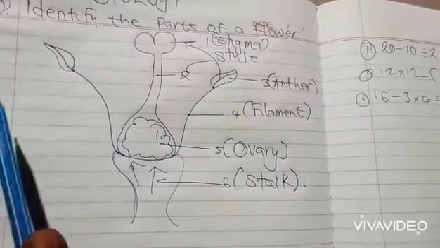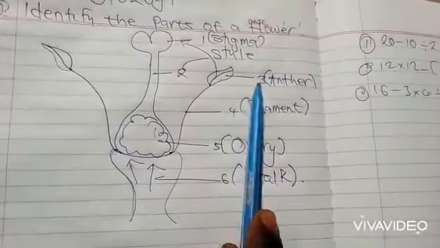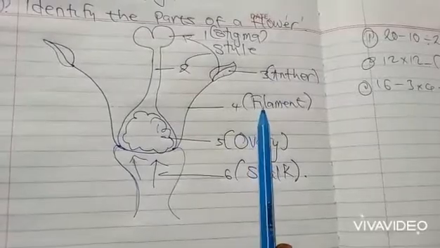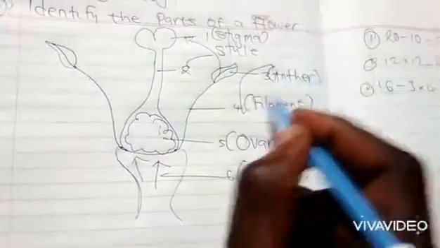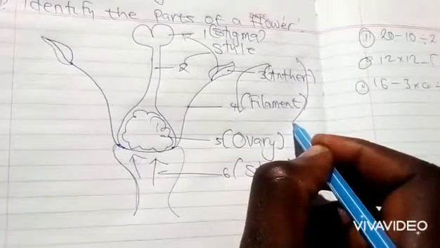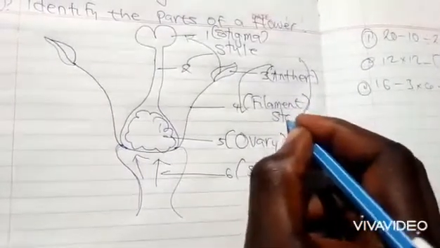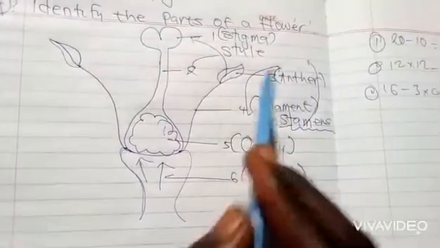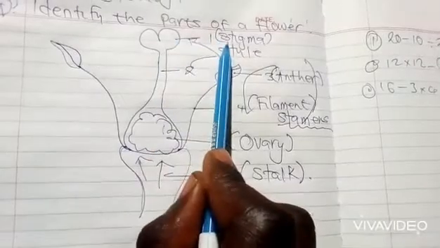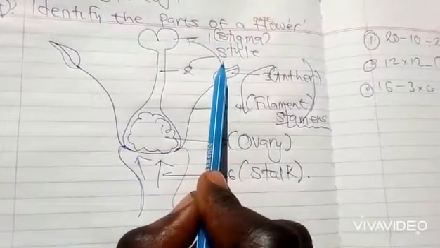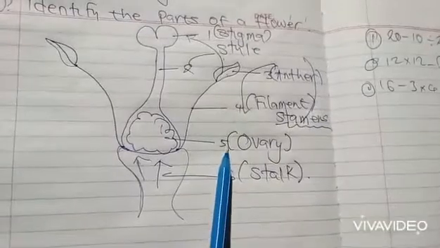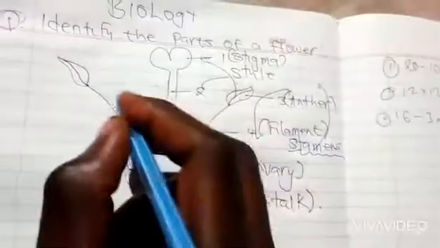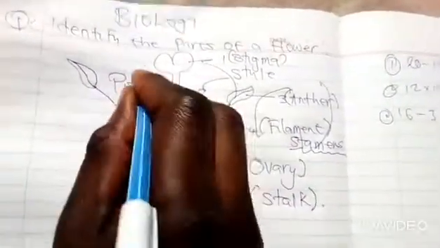Alright, so collectively part 3 and part 4, anther and filament, are referred to as the male part of a flower. Therefore they are called stamens. While part 1, which is the stigma, and part 2, which is the style, as well as an ovary, which is part 5, they are referred to as the female part of a flower, and therefore they are called the pistil.